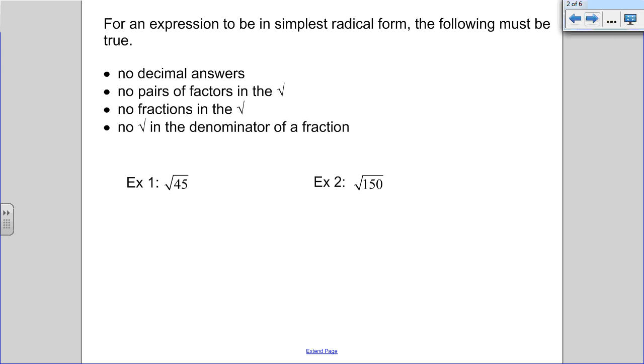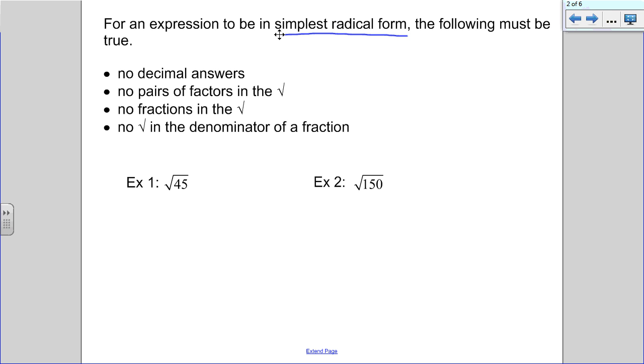So for an expression to be in simplest radical form, and that's truly what you're trying to do with each of these, you have to make sure that you have no decimal answers. So ladies and gentlemen, those of you who went to your calculator and typed in square root of 45 and wrote down 6.708, you would get no credit. We really aren't relying on our calculator for much other than multiplying and then to use as a check. So we can't have any decimal answers as our final answers.